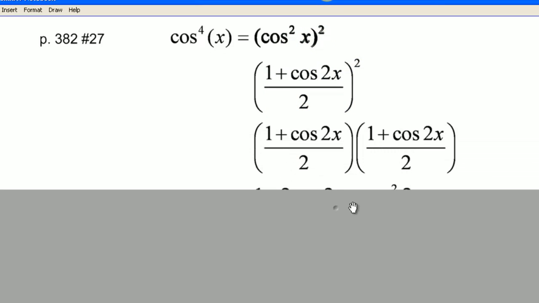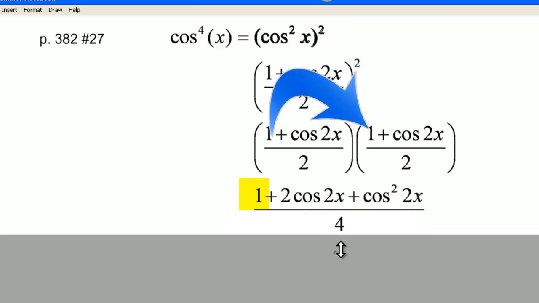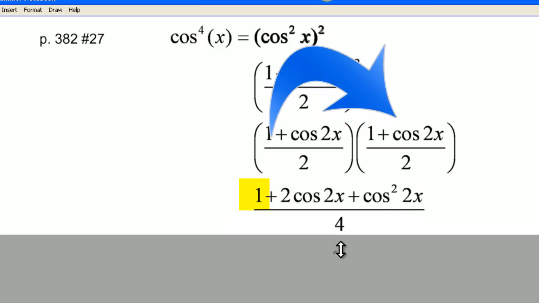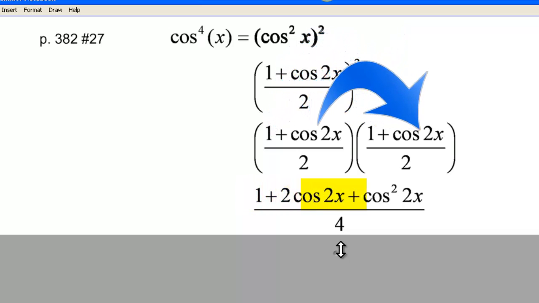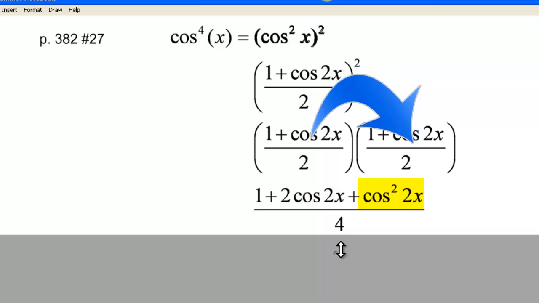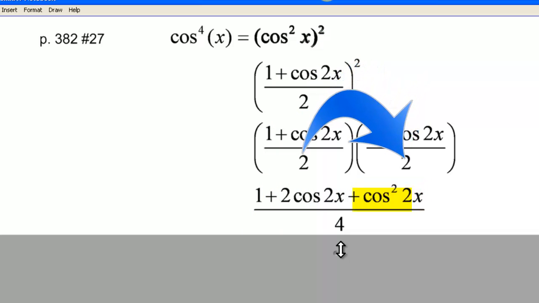You have to write it twice and we have to multiply it out. So I rewrote it as 1 plus cosine 2x over 2 times 1 plus cosine 2x over 2. And in the numerator, you're going to have to distribute or FOIL that out. So 1 times 1 gives me 1. Then my outer and inner yielded 2 cosine 2x. And my last yielded cosine squared 2x. Then when I multiply the denominator 2 times 2, I get 4.